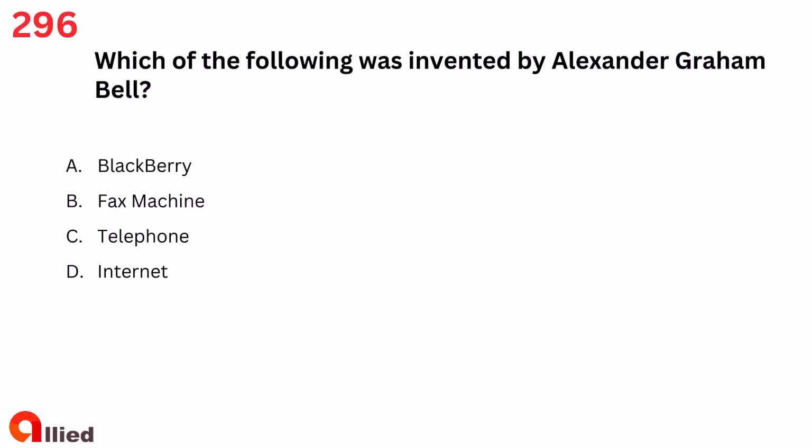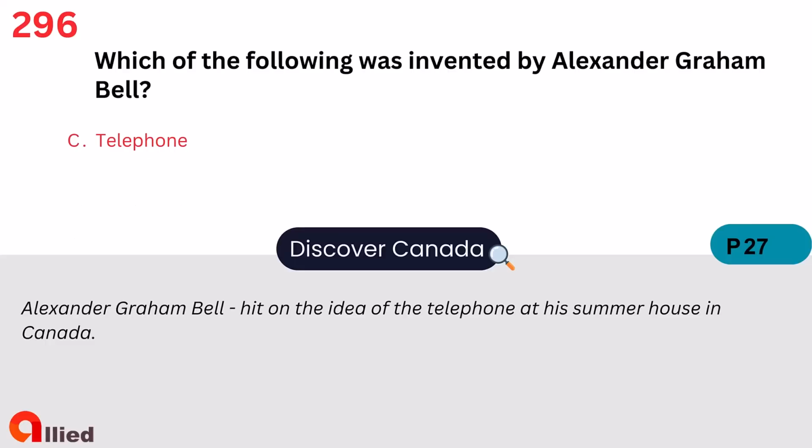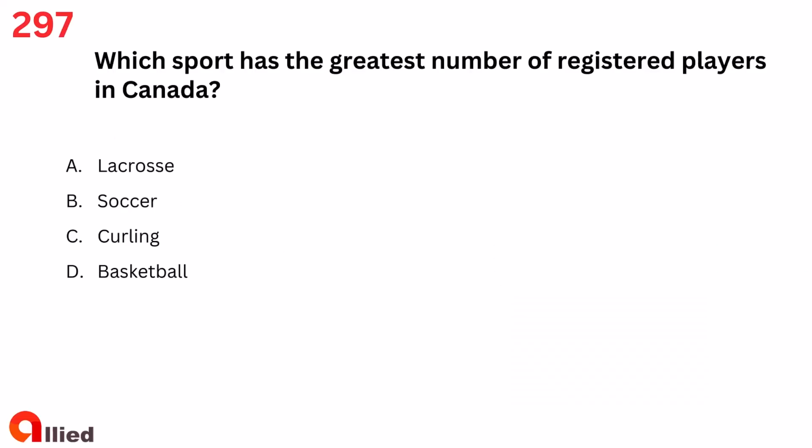Question 296. Which of the following was invented by Alexander Graham Bell? A. BlackBerry. B. Fax machine. C. Telephone. D. Internet. The answer is C. Telephone.